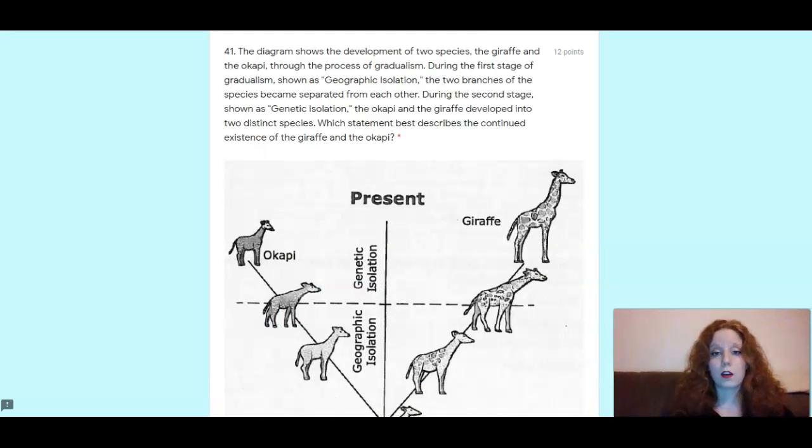Looks like the next question's actually on the same topic too. Diagram shows the development of two species, the giraffe and the okapi, probably pronouncing that wrong, but we'll go with it, through the process of gradualism. During the first stage of gradualism, shown as geographic isolation, the two branches of the species became separated from each other. During the second stage, shown as genetic isolation, the okapi and the giraffe developed into two distinct species. Which statement best describes the continued existence of the giraffe and the okapi?